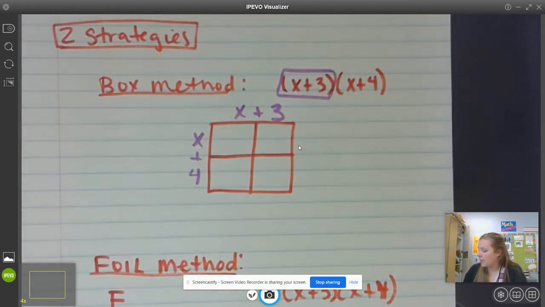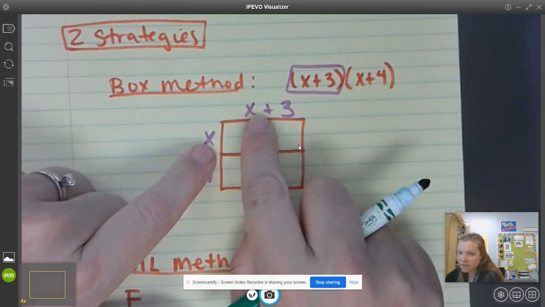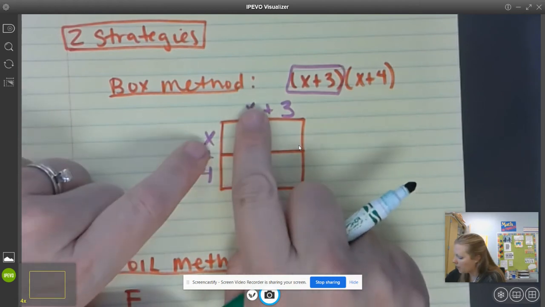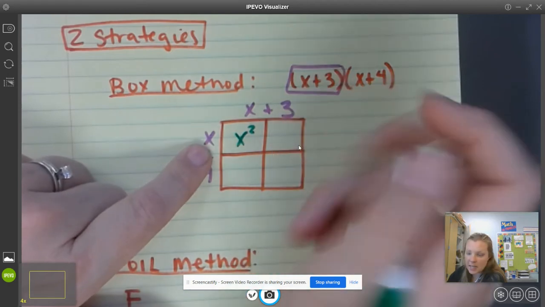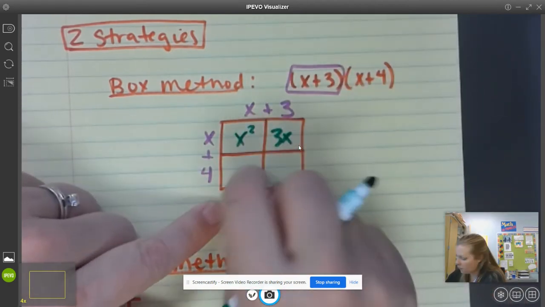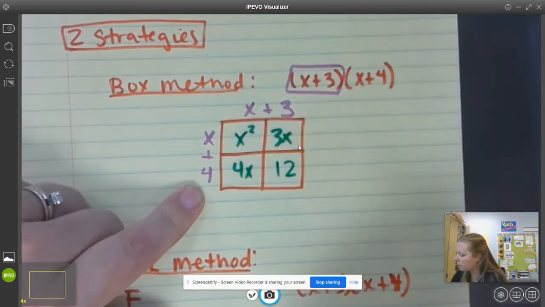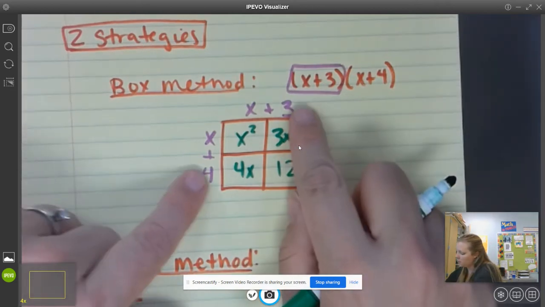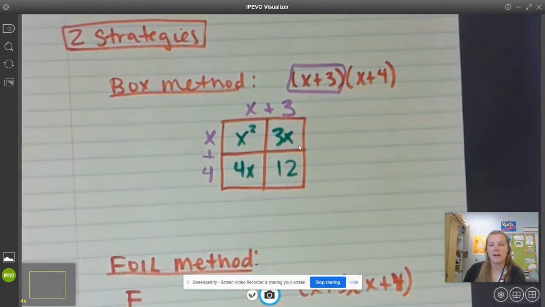After you write the two binomials on their edges, then you multiply the numbers on each edge of the box. The answer goes in the middle. So x times x is x squared. 3 times x is 3x. x times 4 is 4x, and 3 times 4 is 12. So I multiplied and used my fingers to help keep track of where things go.